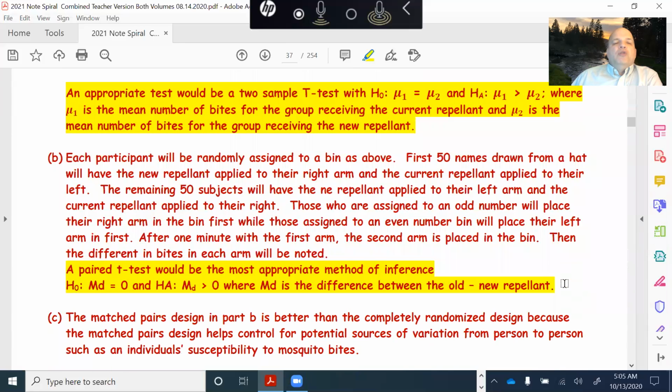Then it asked me which design is better and why. Well, why do we do a matched pair design? To control for differences between individuals. And I want you to think about mosquitoes and mosquito bites. I'm sure you've been out when the mosquitoes are biting, and maybe it was you or maybe it was a friend. But some people don't get bitten that much, and other people, they just get swarmed on. So basically, there is a difference in the number of mosquito bites that people get.